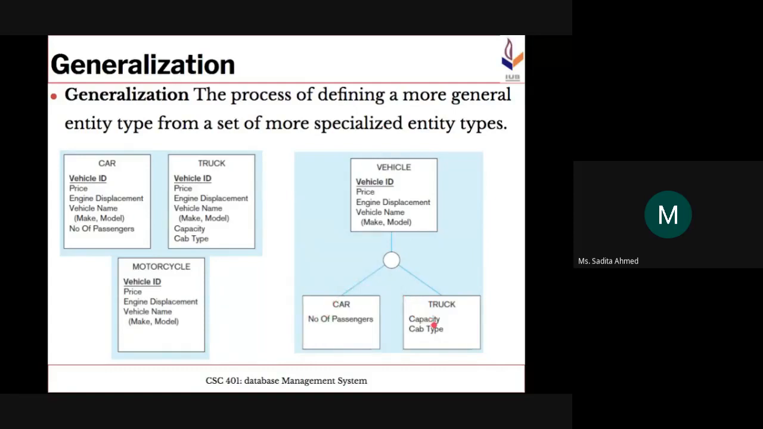Because they have unique attributes or specialized attributes of their own. Motorcycle does not have that. That's why we did not create a subtype for motorcycle. It's already being represented by vehicle. Keep that in mind always. Some people make a mistake here. Even if a certain entity type doesn't have any specialized attribute, they create a subtype for that. That's wrong.